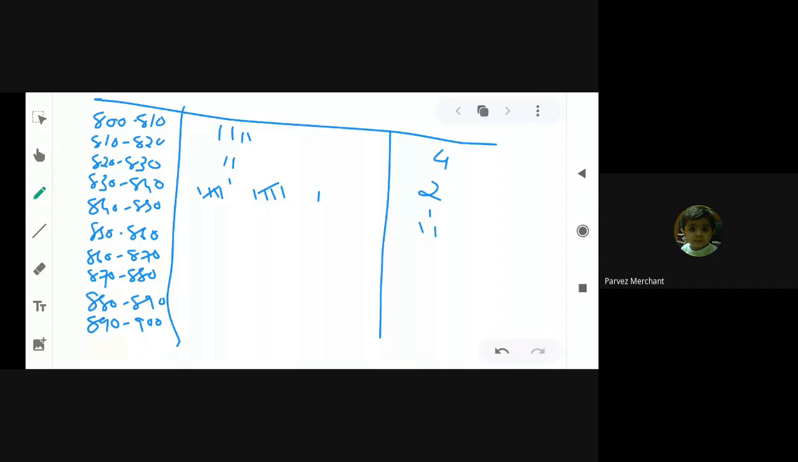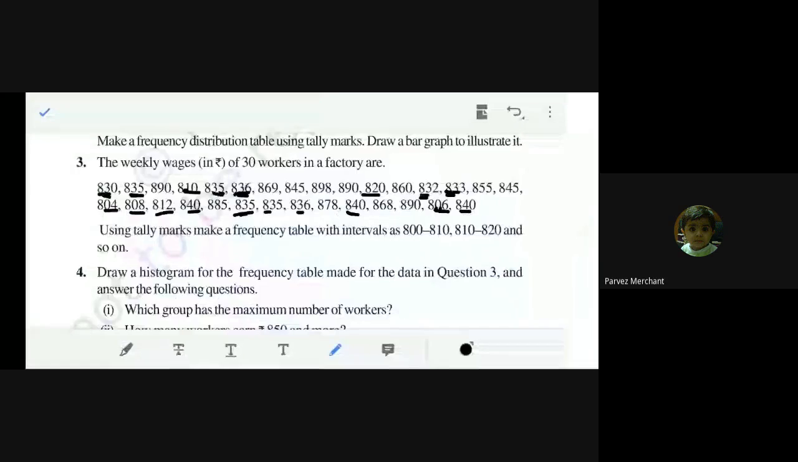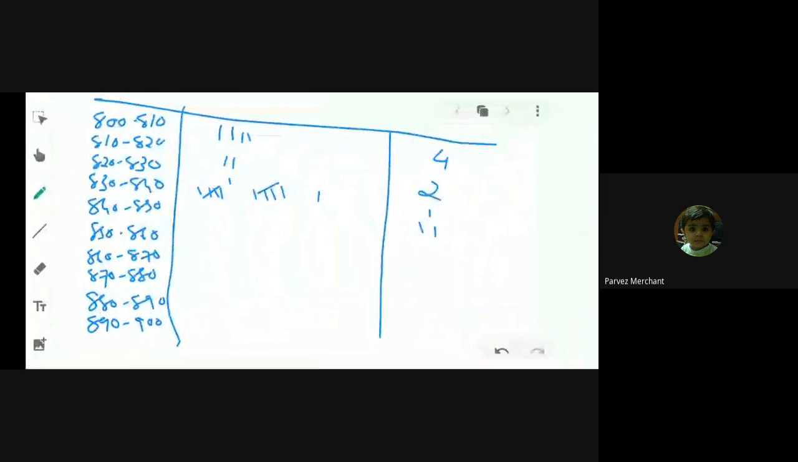Then 840 to 850 rupees. Please count here between 840 to 850. So sir, 845, 845, then 845 again. There are two 845, sir. Okay, only 845 two times. So there are 2 frequency.